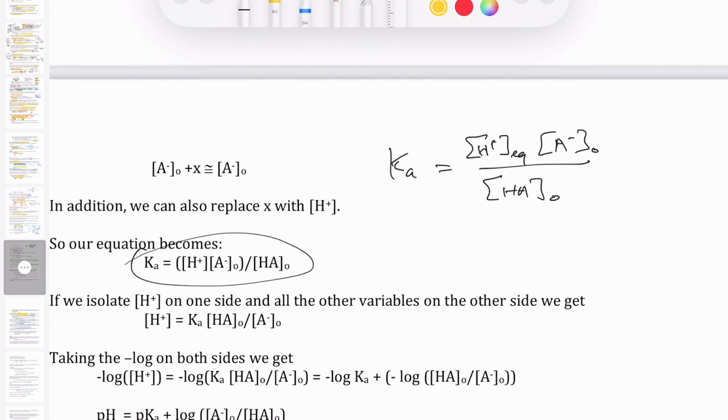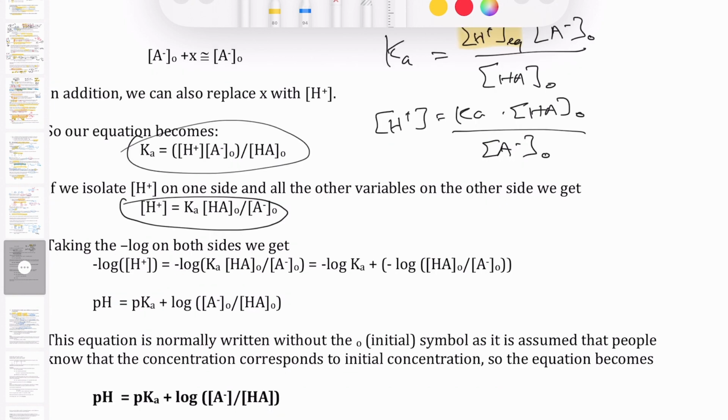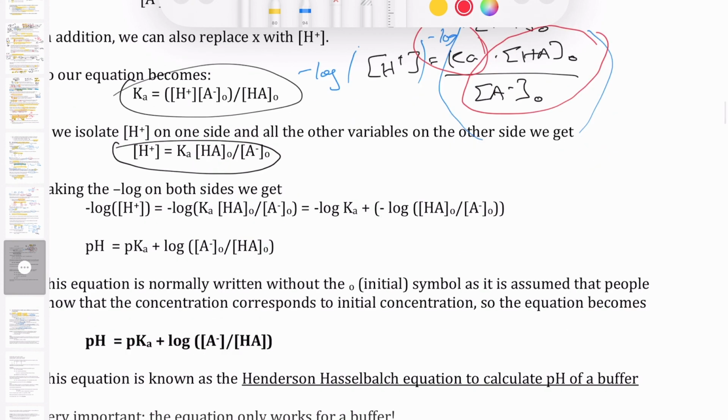Now, what I'm looking for is pH, so I want to isolate H plus on one side. If I do that, this is what I have. I have H plus concentration equals Ka times HA naught over A minus naught. Okay, then that's the point when I want to take negative log of both sides. When I do that, I can separate out the negative log of just Ka from the negative log of all of these guys right here. The ratio is what we call it. And so that's shown right here.